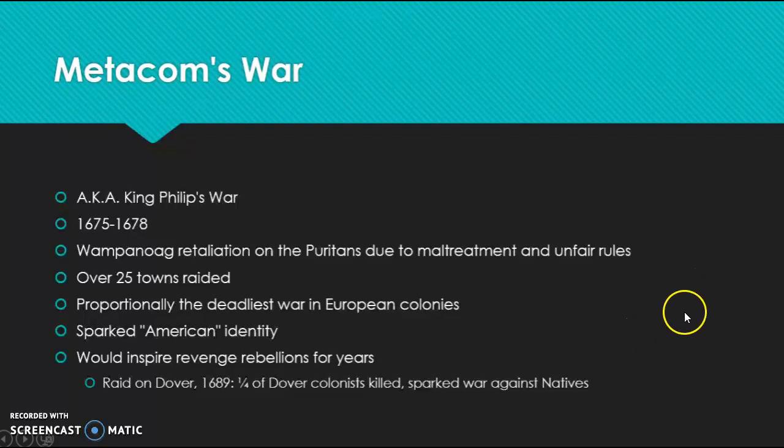So you might recall the harsh treatment of the Puritans, their unfair rules in dealing with the local population. The Puritans didn't think that the native people were using the land as they should, and so therefore the Puritans had a right to it. And so this war was a retaliation on the Puritans. It was led by Metacom, and he led the Wampanoag people, who were that most local group to the Puritans, in this war. So they raided over 25 towns near Plymouth, and they started getting close to Boston.